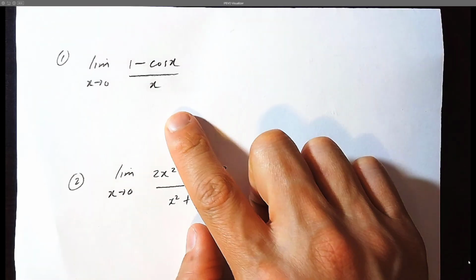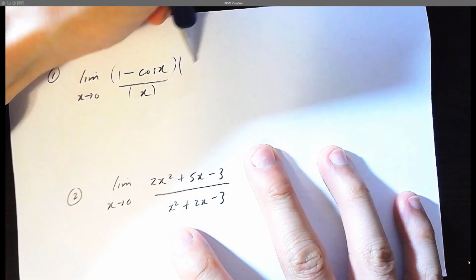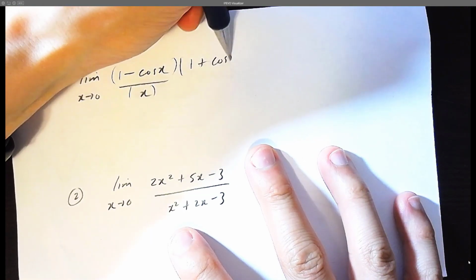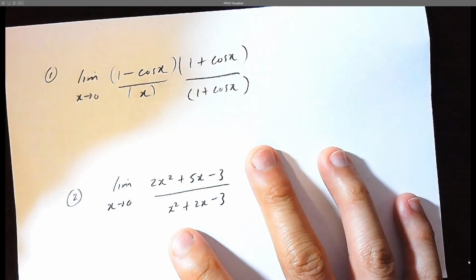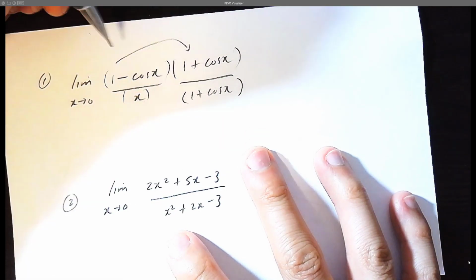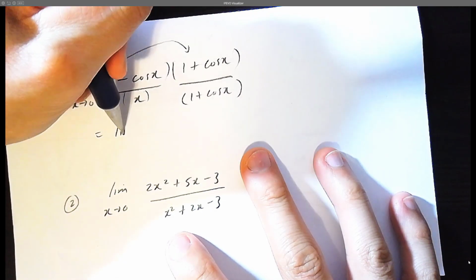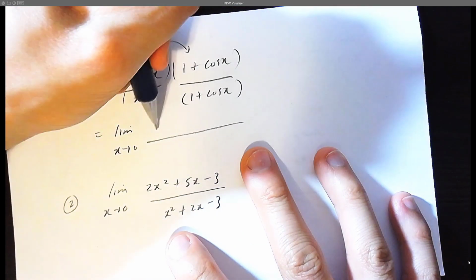Let's try this limit problem by multiplying by conjugates. 1 plus cosine x over 1 plus cosine x becomes 1, which is allowed. And we're going to do distribution, 1 times 1. So this is going to be the same thing as the limit as x approaches 0 of 1 times 1, which is 1.